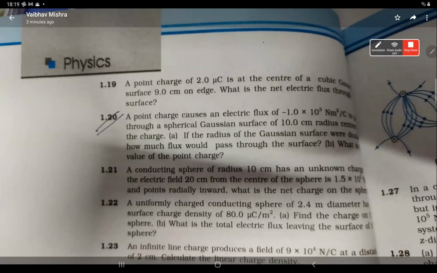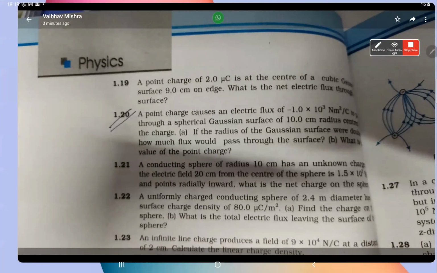A point charge causes electric flux of -1 into 10 to the power 3 to pass through a spherical Gaussian surface of 10 centimeters centered at the charge. Okay. If the radius of Gaussian surface is doubled, how much flux will be passing through it?